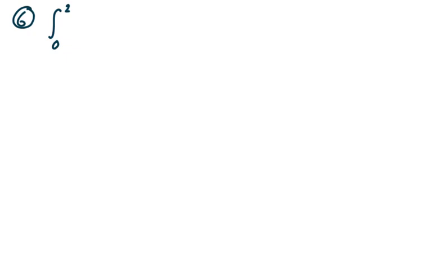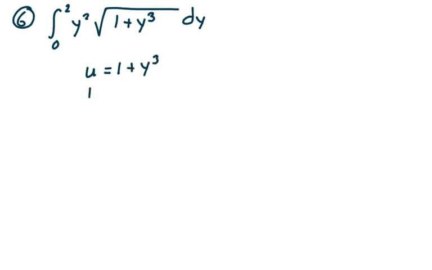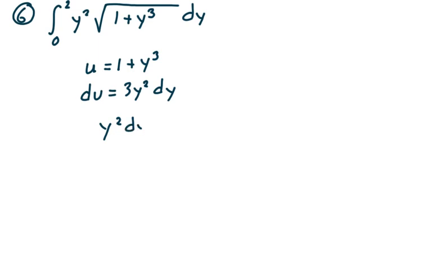Suppose we have the integral from 0 to 2 of y squared times the square root of 1 plus y to the 3rd dy. Again, this is going to be another u substitution problem. I'm going to let u equal 1 plus y cubed. Du is 3y to the 2nd dy. Now, I'm going to solve for y squared dy. And when I do, I get 1/3 du.